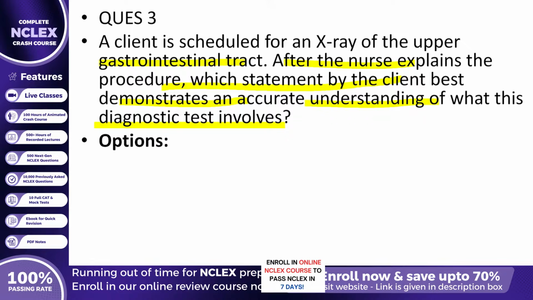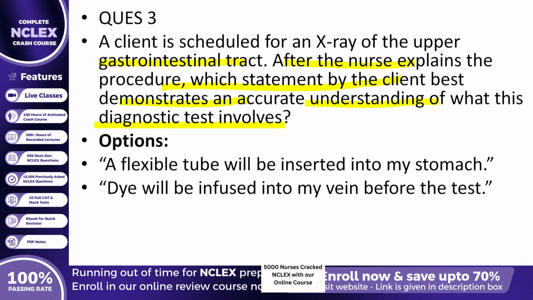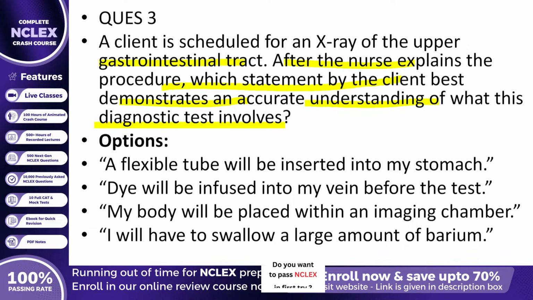Option 1 says, a flexible tube will be inserted into my stomach. Option 2 states, dye will be infused into my vein before the test. Option 3 mentions, my body will be placed within an imaging chamber. And option 4 explains, I will have to swallow a large amount of barium. The correct answer is option 4, I will have to swallow a large amount of barium.